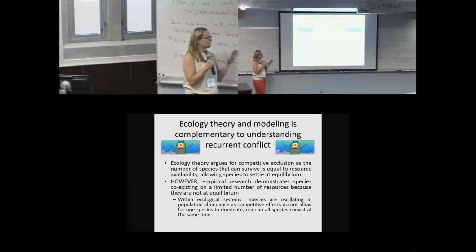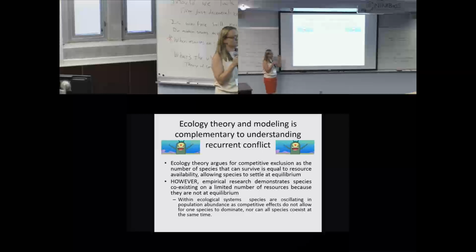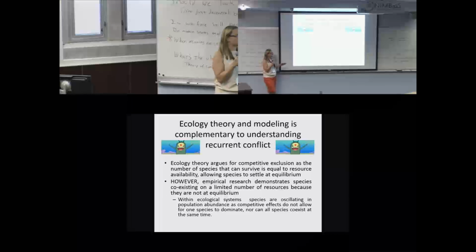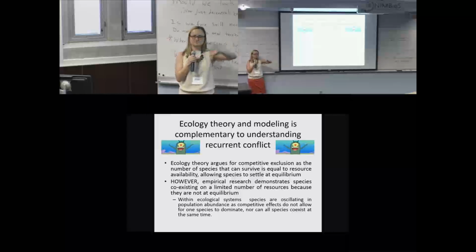Within these ecological systems that are not at equilibrium, because there are multiple species fighting over a limited number of resources, these species are oscillating in population abundance. Competitive effects do not allow one species to dominate, so all species aren't coexisting at the same time. There are population ebbs and flows, with different species dominating at one point in time, then decreasing in abundance, and then dominating again, and multiple species are doing similar intervals in population abundance.